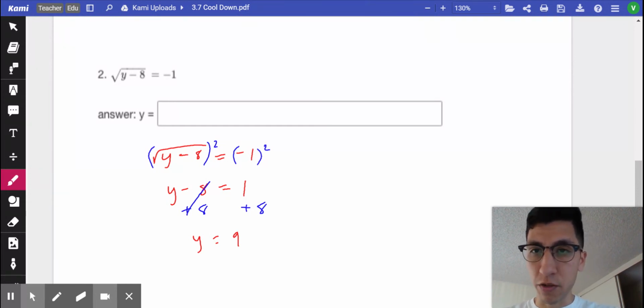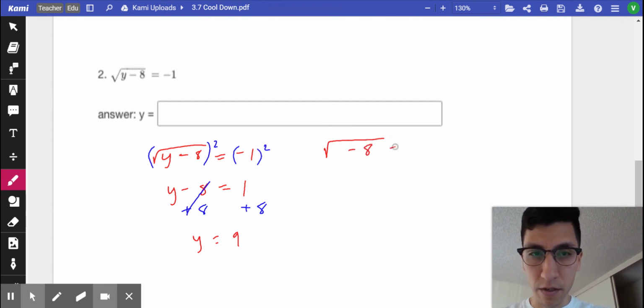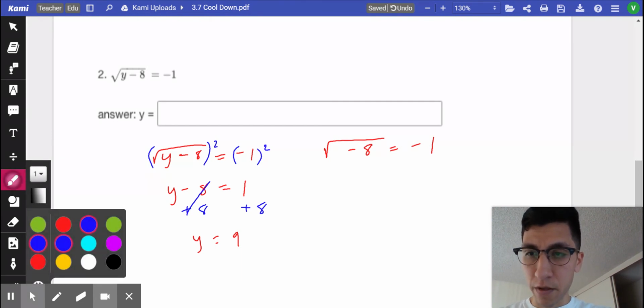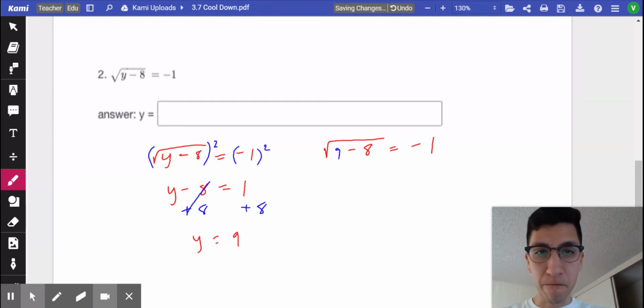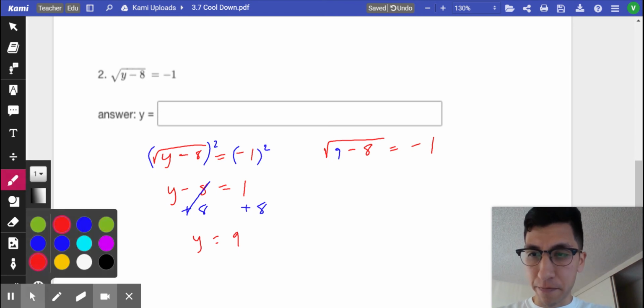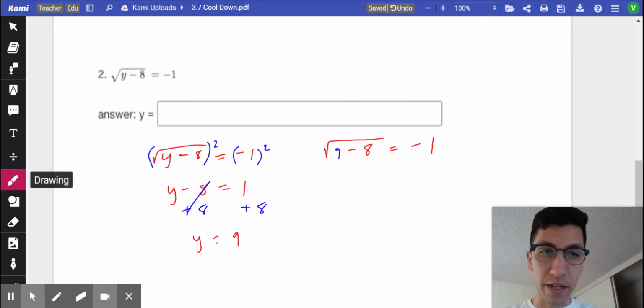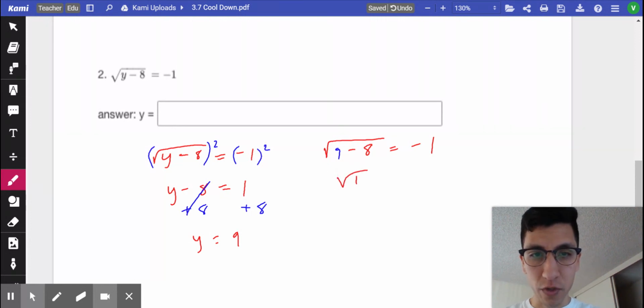So let's plug it in to the original equation. Okay, I'm going to plug in 9. So square root of y minus 8 equals -1. This is the original equation. Instead of y, I'm plugging in the 9 that we found as the solution, right? So let's simplify to see if we get -1. So 9 minus 8, that's 1. So I have square root of 1 equals -1.